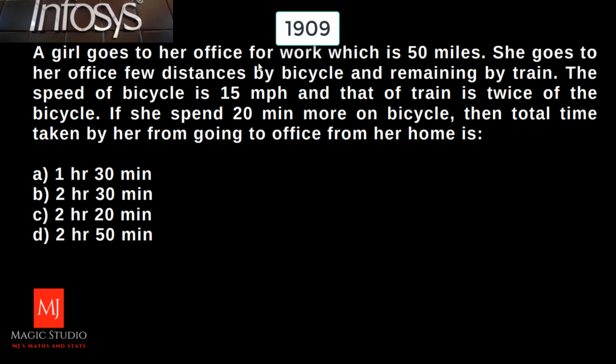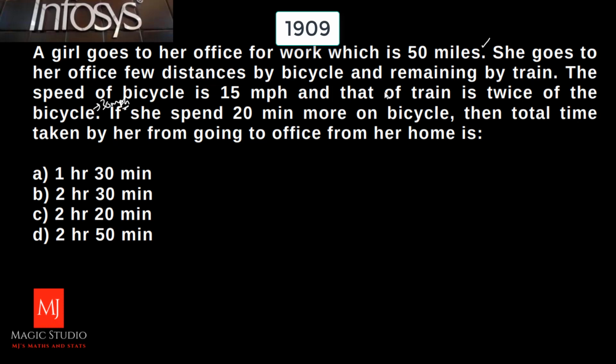A girl goes to her office for work, which is 50 miles away. She goes to her office some distance by bicycle and the remaining by train. The speed of the bicycle is 15 miles per hour. Here m would be miles. And that of the train is twice that of the bicycle. So that would be 30 miles per hour.